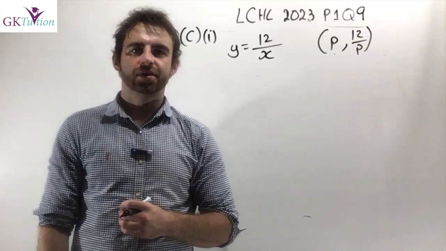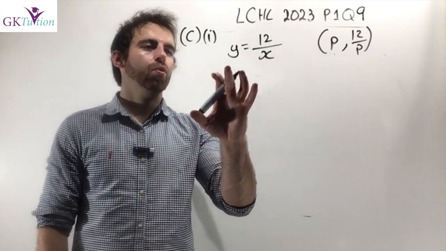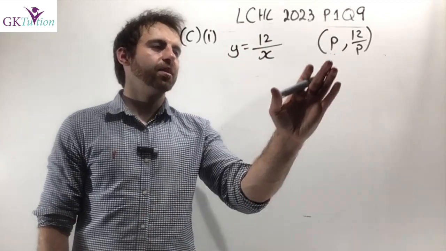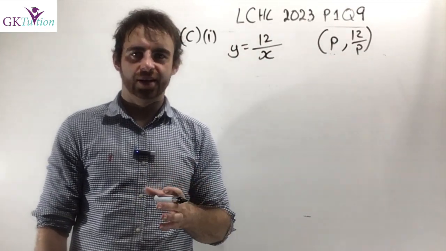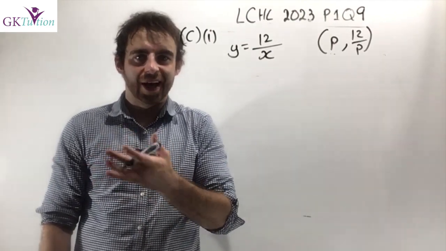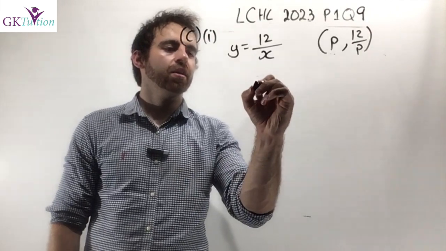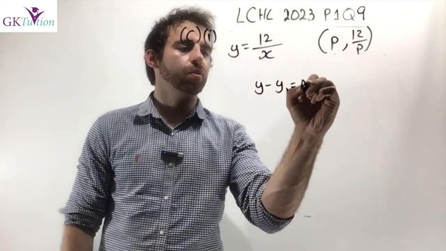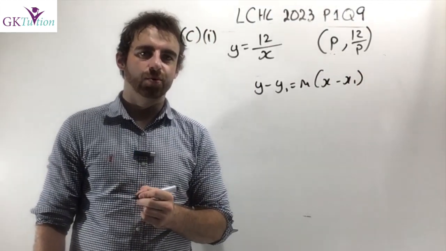In part C of this question, we're told that a tangent is drawn to the curve y equals 12 over x at the point P, 12 over P. We're asked to get the equation of this tangent. Well, remember that a tangent is simply a line. And in order to get the equation of a line, we usually use, and in this case we will use, y minus y1 equals m times x minus x1.